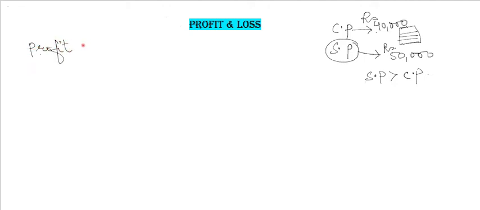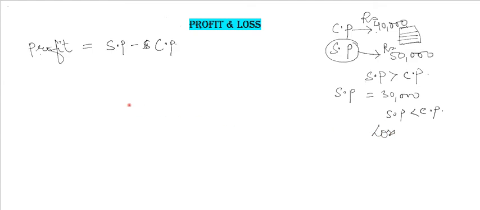So whenever you have to find out profit, SP should be greater, and SP minus cost price is equal to profit. On the other hand, if this phone is sold at rupees 30,000, that means my selling price is less than the cost price and I have a loss of rupees 10,000. That means if I have to find out loss, I will do CP minus SP, that is, cost price minus selling price.